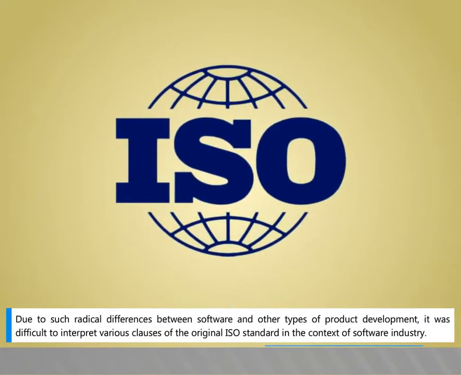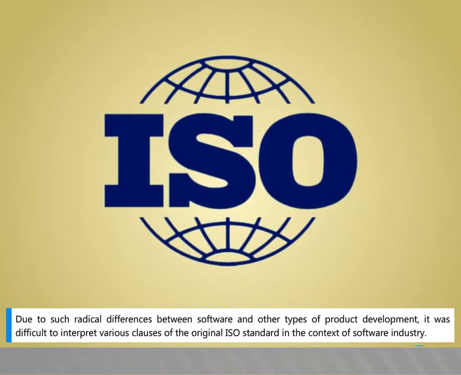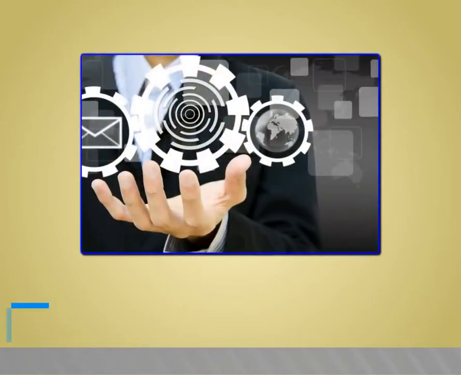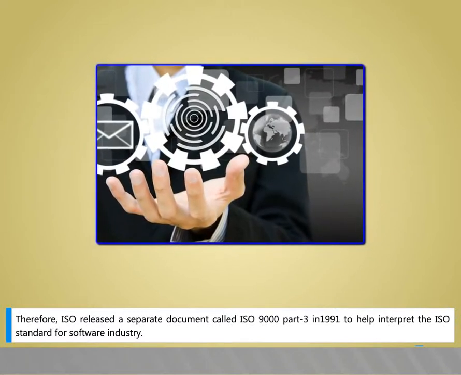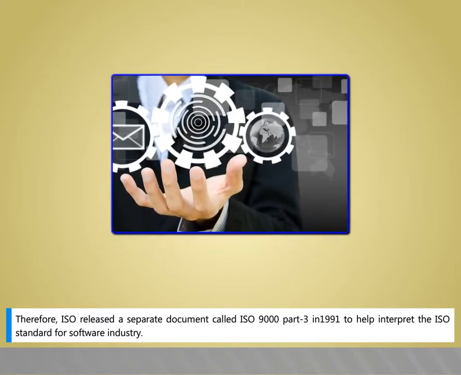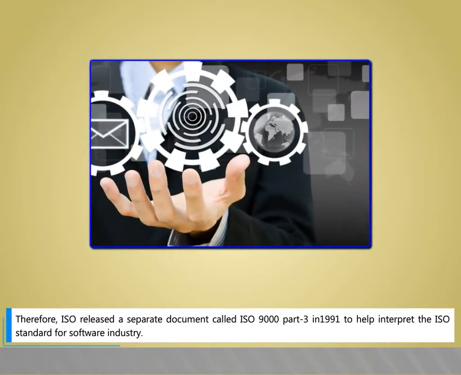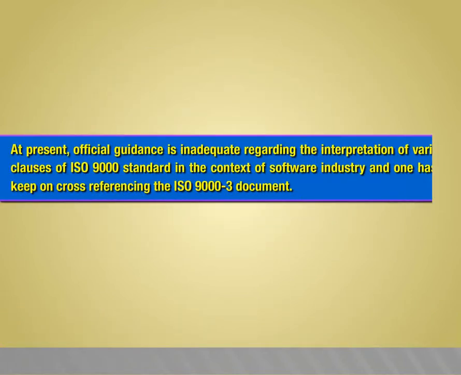Due to such radical differences between software and other types of product development, it was difficult to interpret various clauses of the original ISO standard in the context of the software industry. Therefore, ISO released a separate document called ISO 9000 Part 3 in 1991 to help interpret the ISO standard for the software industry. At present, official guidance is inadequate regarding the interpretation of various clauses of the ISO 9000 standard in the context of the software industry, and one has to keep on cross-referencing the ISO 9003 document.